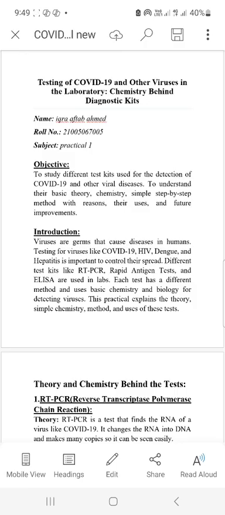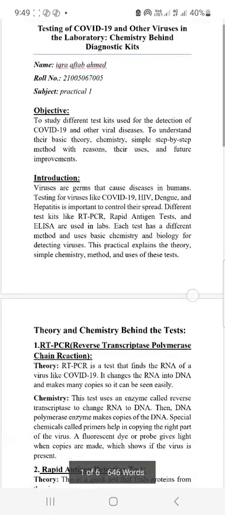So the main objective is to study the different test kits that are used for the detection of COVID-19 and other viral diseases. We'll understand the basic theory, the chemistry, simple step-by-step methods, reasons, their uses, and we'll see how we can improve them in future. Let's go to the basic introduction: what are viruses?